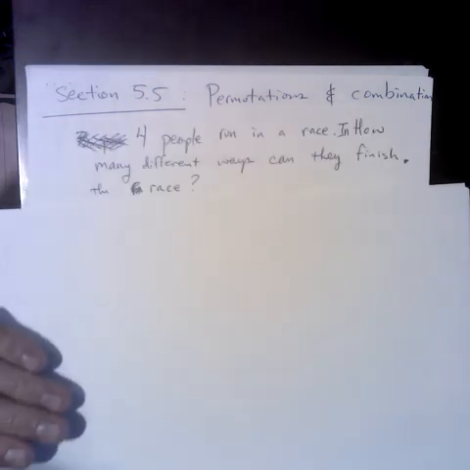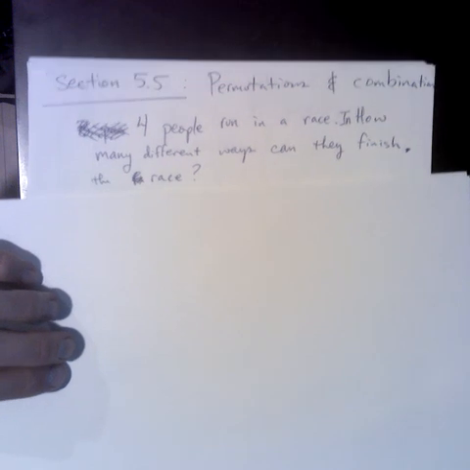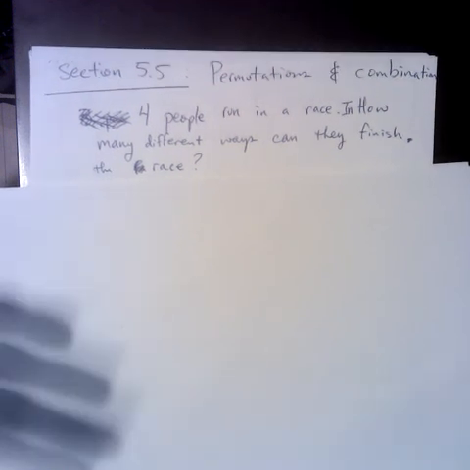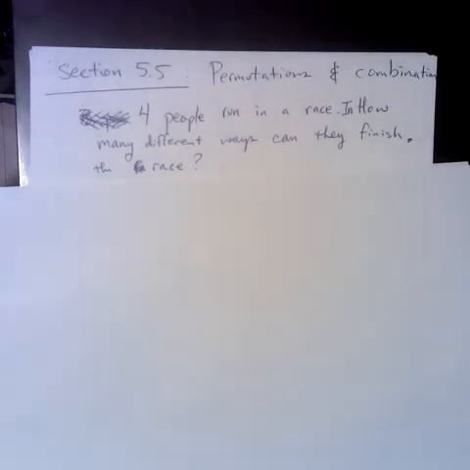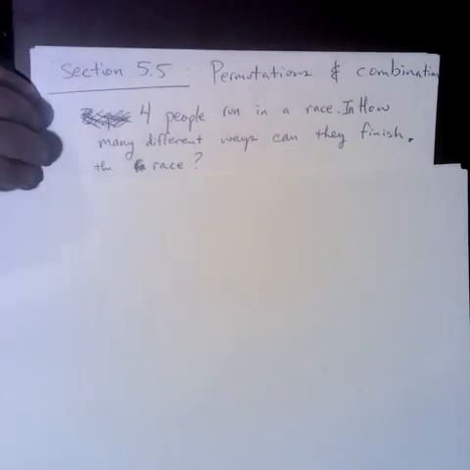4 people run in a race. In how many different ways can they finish the race? So how many different ways can 4 people finish differently? We can use that, sorry for the scribbles here by the way, but we can use that multiplication rule that we were looking at in the last section to answer this question.